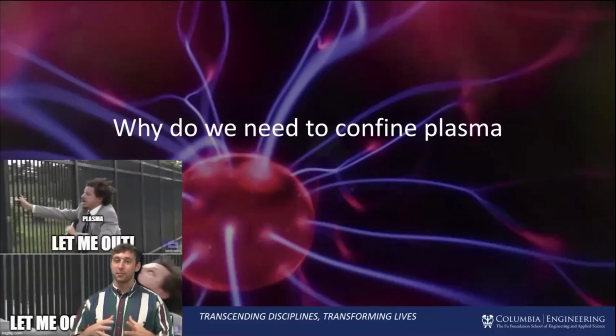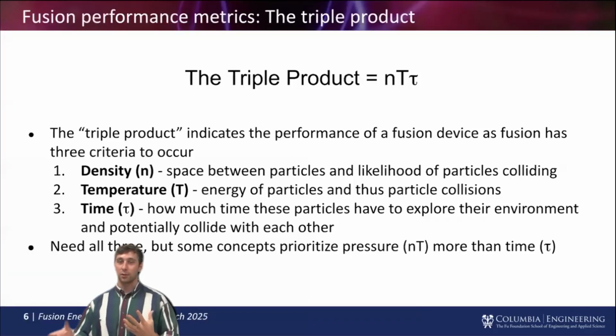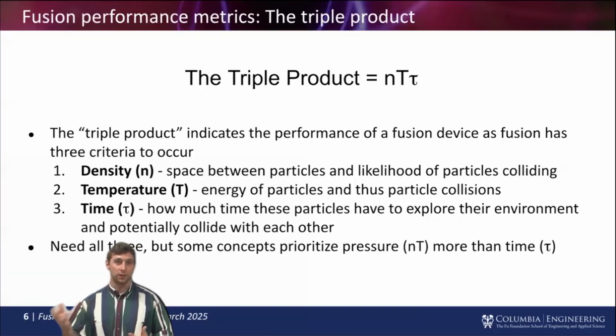Plasma likes to move around and doesn't like to stay in the same place. But if we actually want to make a reactor out of a fusion power plant, we need to achieve a high triple product. As a reminder, the triple product is the product of the density, the temperature, and the confinement time, or how long the plasma is kept in one place.